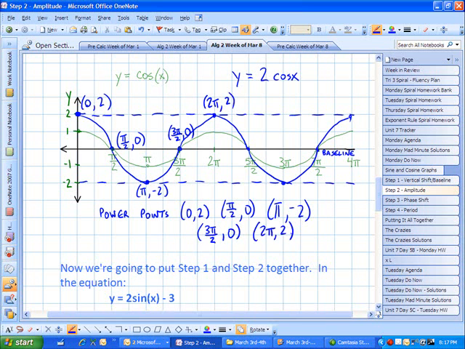That'll be important on tests and quizzes. I really want you to make sure that you label your power points. That's really the main way I'm going to grade your graph. I want you to be able to graph it, but I also need you to know where these 5 power points move to. That's what I'm looking for.